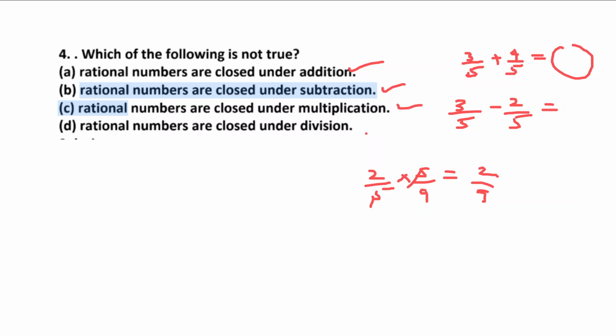Rational numbers are closed under division. This is a problem, because you take a rational number and divide it by another rational number, say 0. 0 is a rational number because 0 falls under the definition of rational number, P by Q. I can write 0 as 0 by 1. So 0 is a rational number. If I divide a number by 0, then the result is infinity. So it is not closed under this one. So the statement that is not true is D.